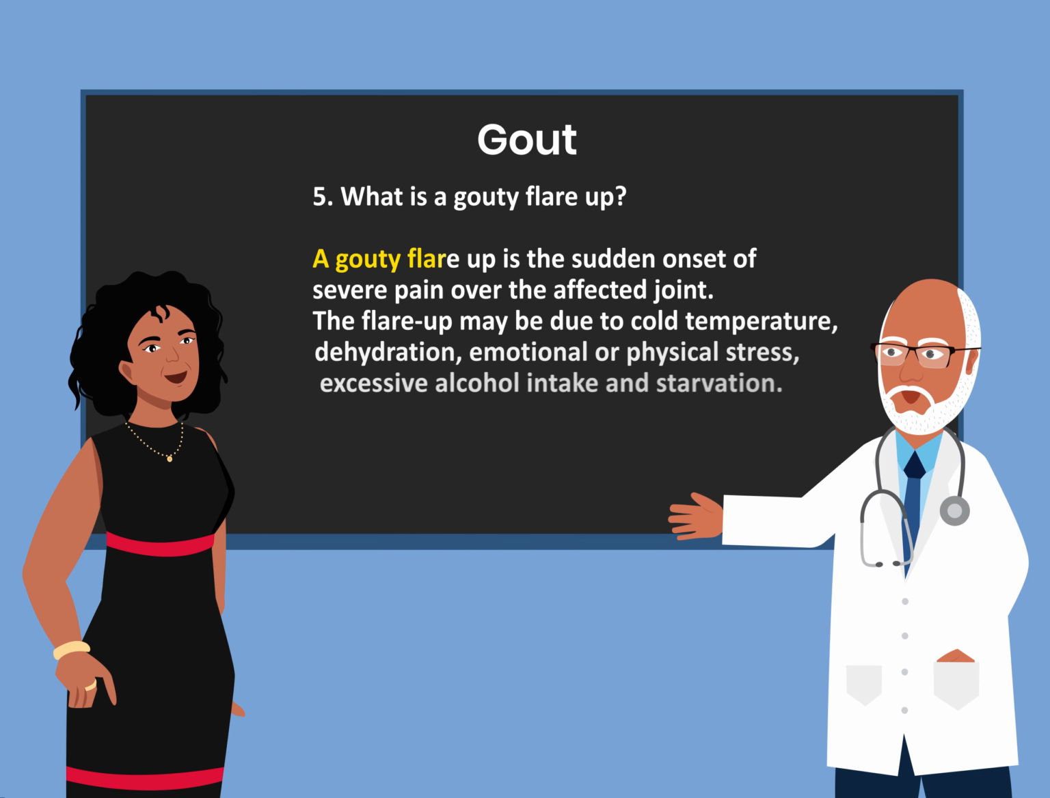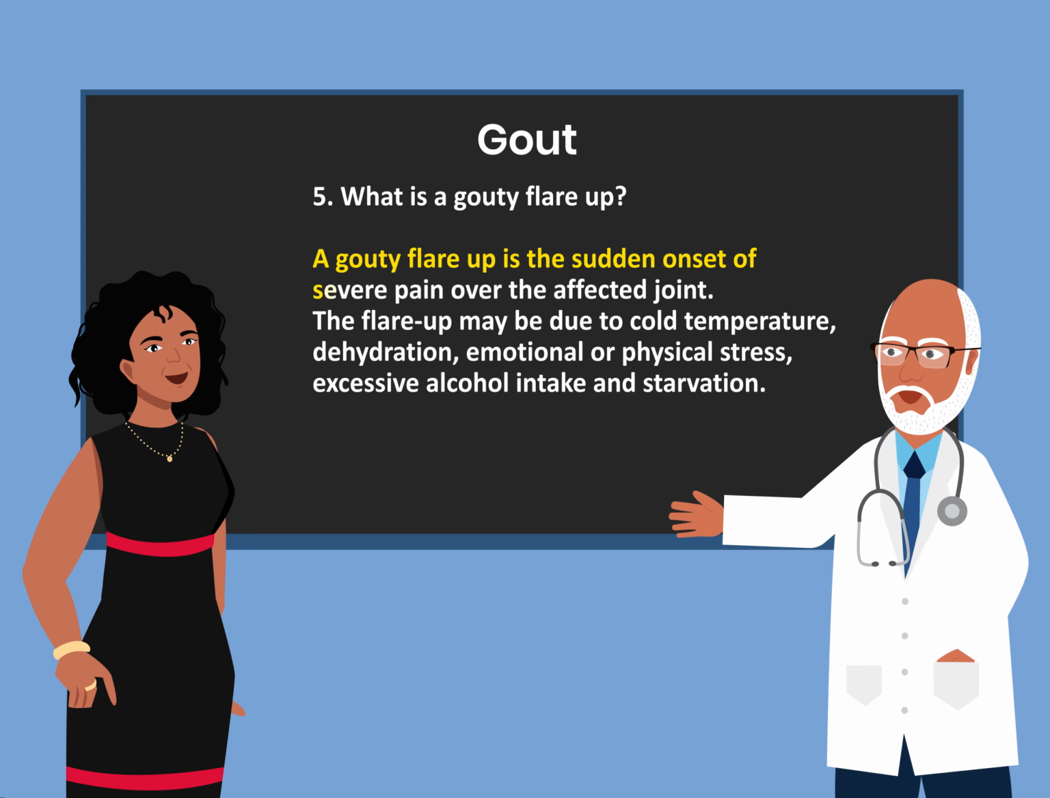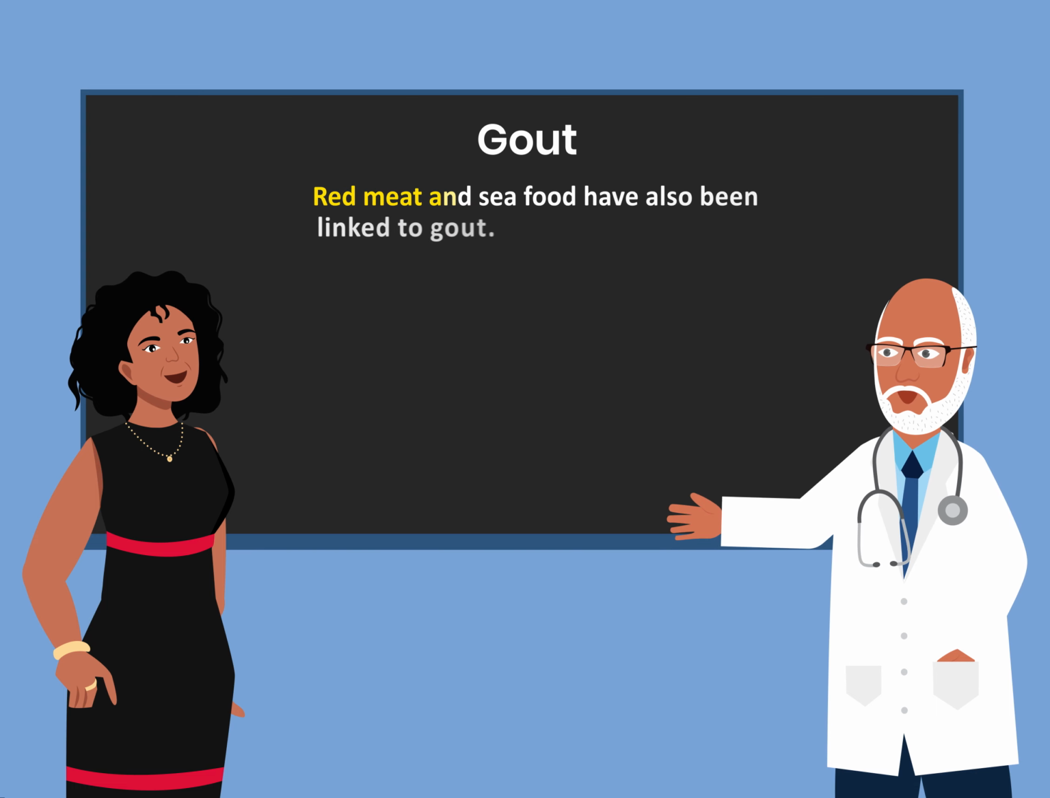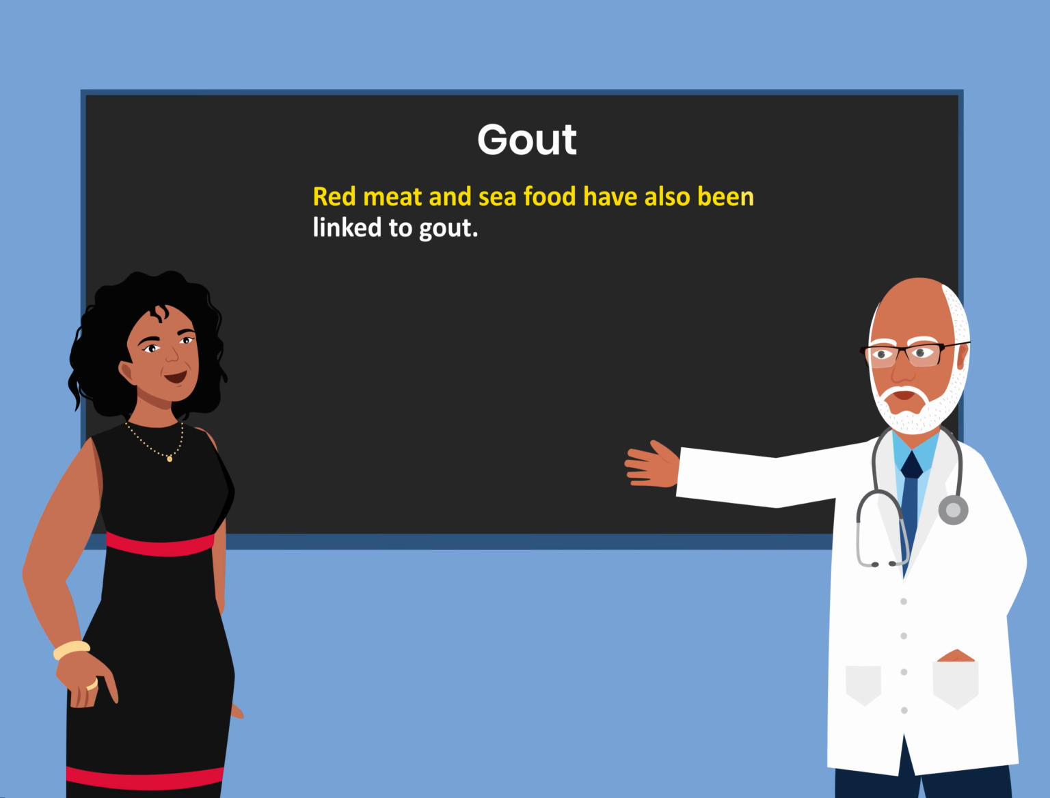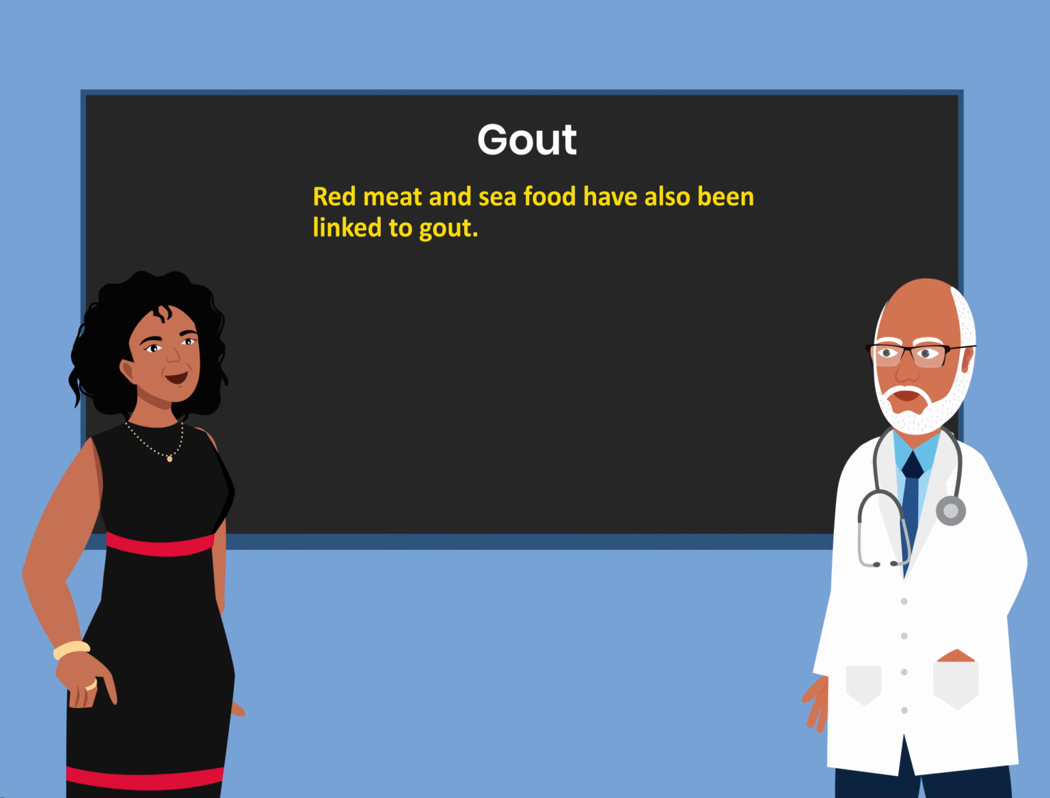A gouty flare-up is the sudden onset of severe pain over the affected joint. The flare-up may be due to cold temperature, dehydration, emotional or physical stress, excess alcohol intake, and starvation. Red meat and seafood have also been linked to gout.